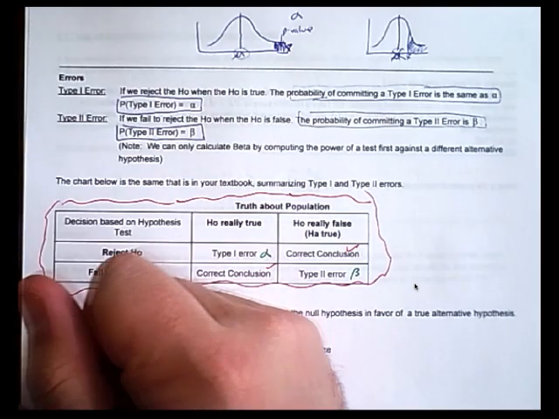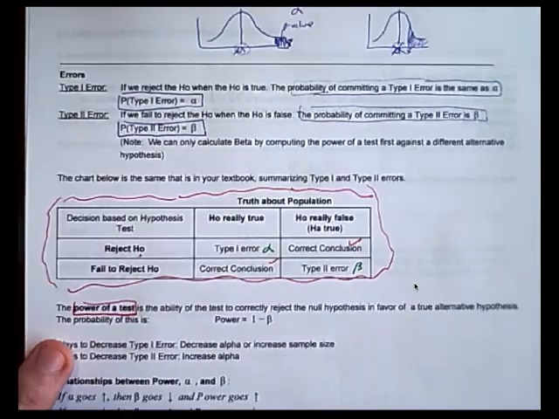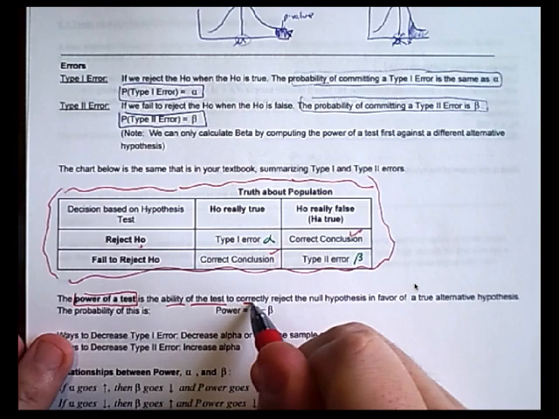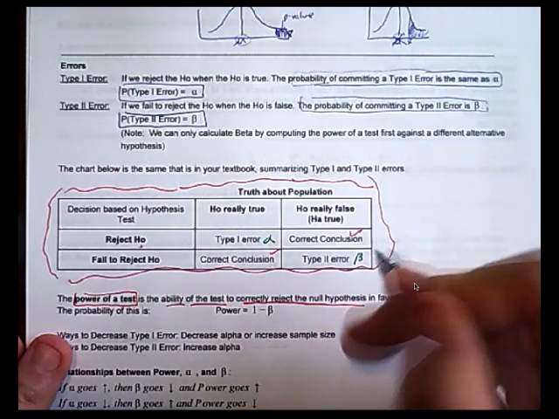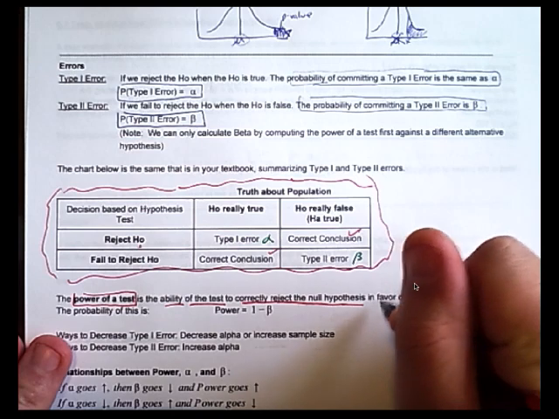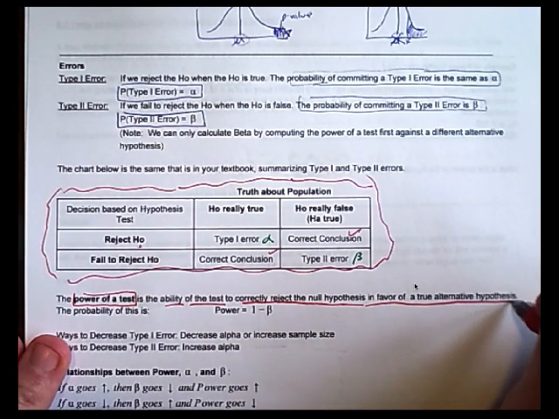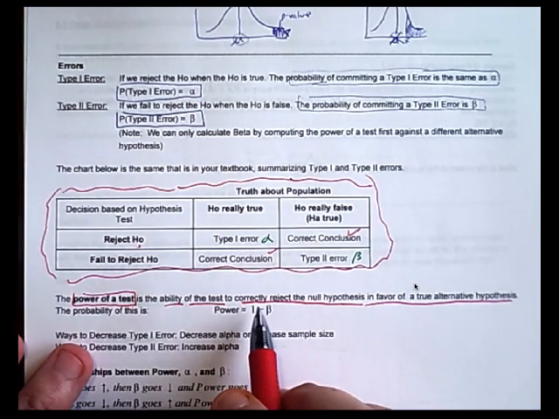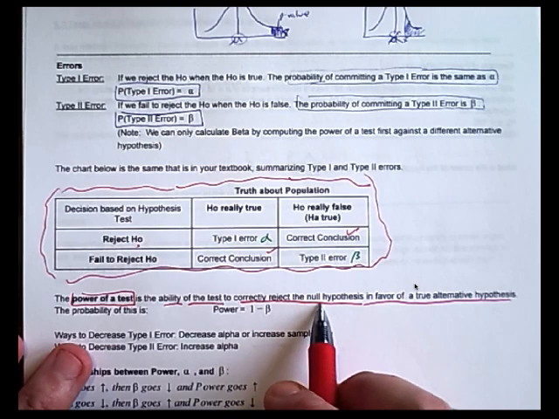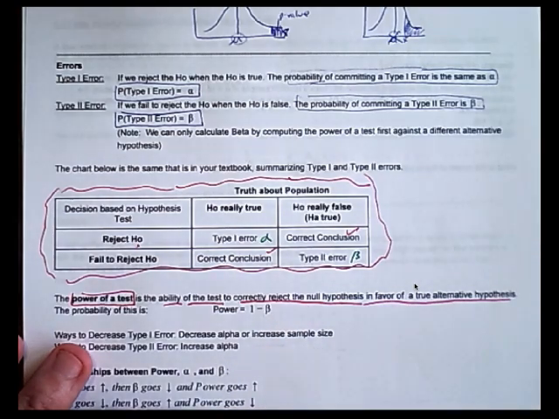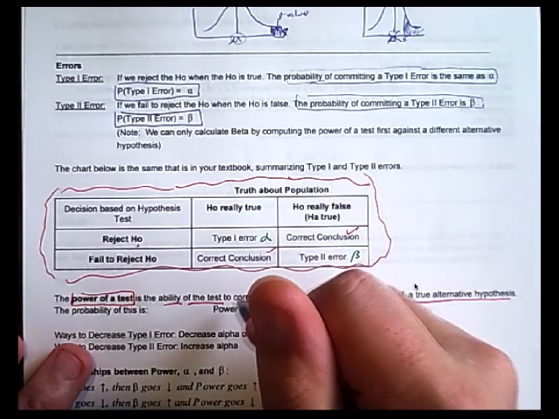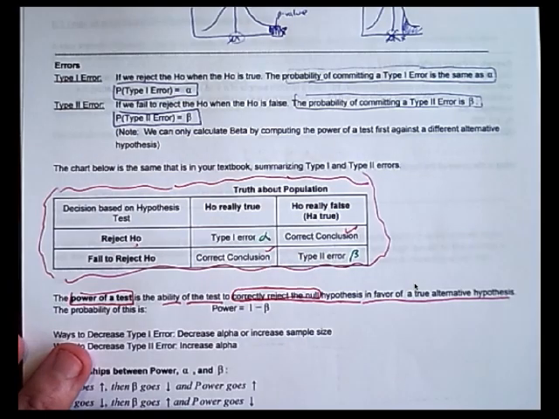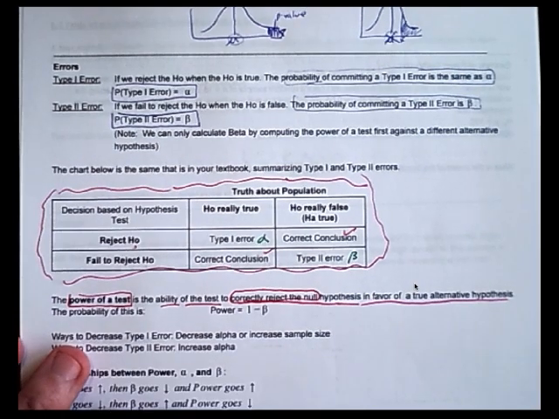So it says the power of a test, know this definition, is the ability of that test to correctly reject the null hypothesis in favor of a true alternative hypothesis. So the power of a test is the ability to correctly reject the null in favor of a true alternative. That's the main thing you've got to know. The power is the ability to correctly reject the null, to make a correct decision, basically.